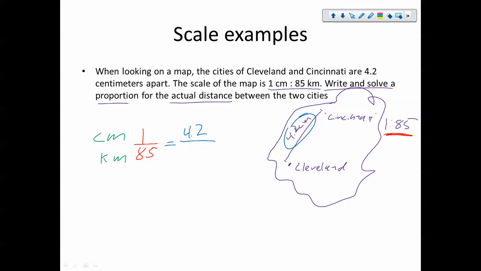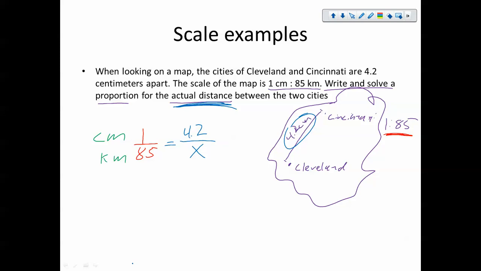So when we're setting up the equivalent proportion over here, we know that there's 4.2 centimeters in the distance on the map between Cleveland and Cincinnati, right? So that's going to go on top with the centimeters portion of the proportion. And the bottom, the actual distance, well, that's what we're looking for. We don't know that, so we're going to put x down.